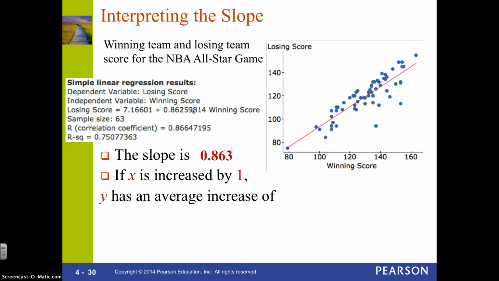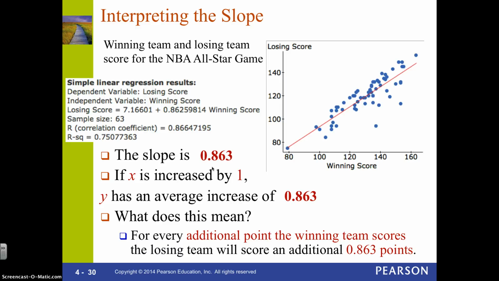So how can I interpret this? If x is increased by 1, because remember you can take any number and put it over 1 and it doesn't change it, then my rise over my run has a rise of 0.863 and a run of 1. So if x is increased by 1, then y has an average increase of 0.863. But it's better if you interpret this in context of the problem. So for every additional point the winning team scores, the losing team will score an additional 0.863 points. That's an interpretation of the slope in context of my problem.